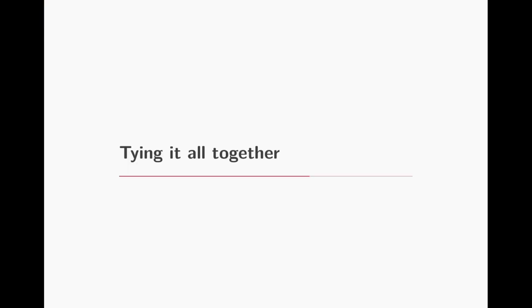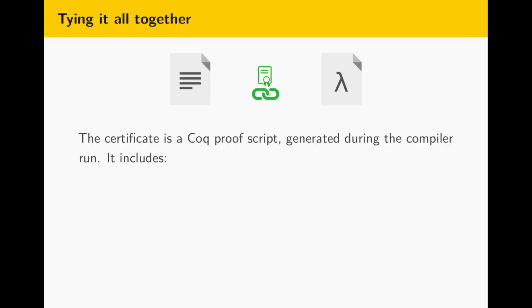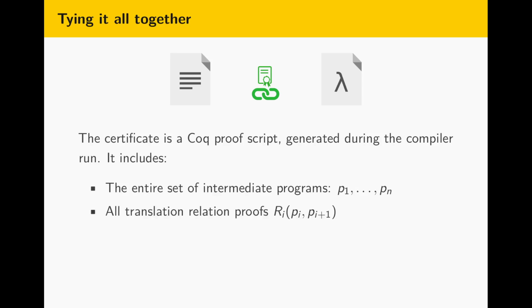Now, how does all of this fit together? In the end, we're looking to build a certificate as a Coq proof script, which should be generated during the compiler run. It includes the entire set of intermediate programs, all translation relation proofs as obtained by the decision procedures, and finally all equivalence proofs. And by transitivity, we then have an equivalence proof between the source code and the target code.